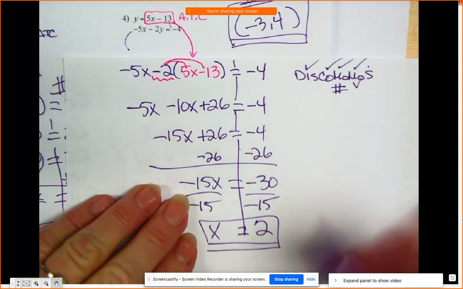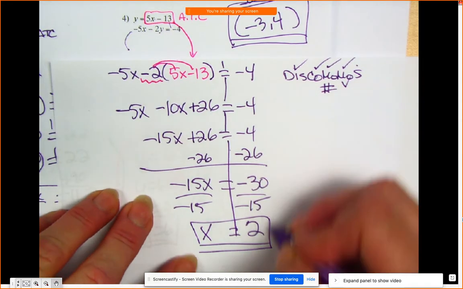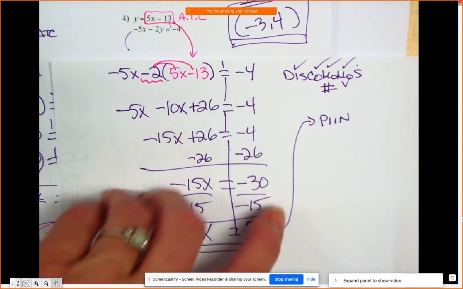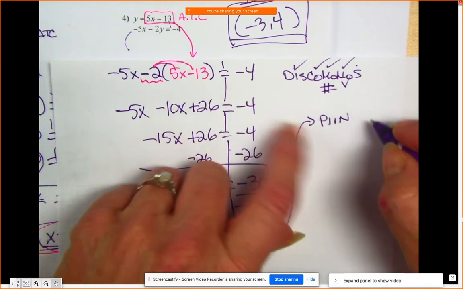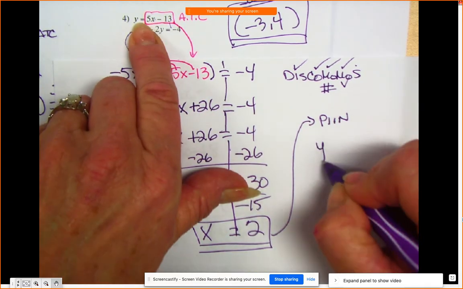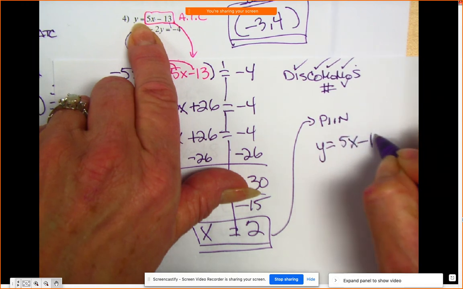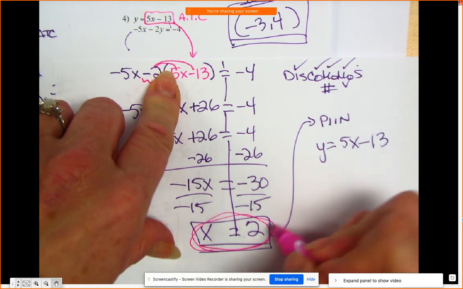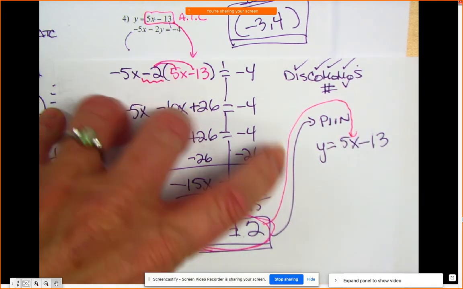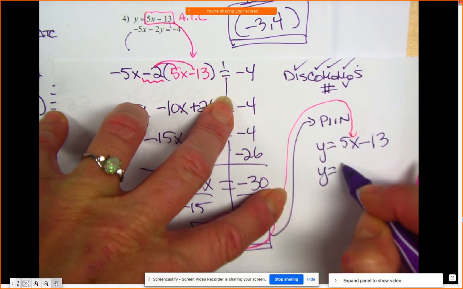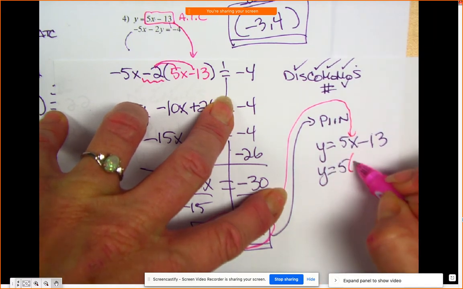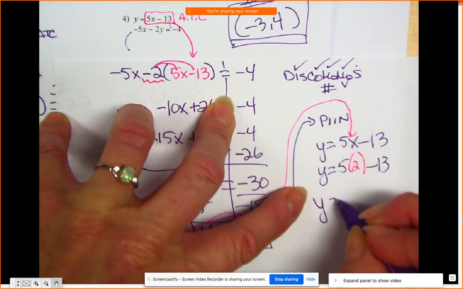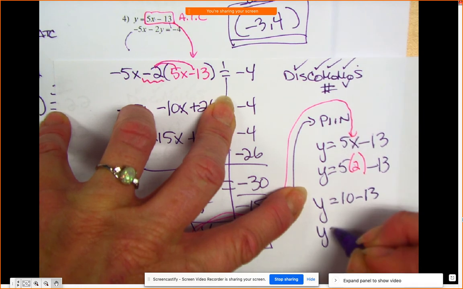Once you've solved for part of it, you now go to an original problem. And this is where I call it plug it in. That's what PINE stands for, plug it in to an original problem. I'm going to take y equals 5x minus 13. Instead of x, guess what I'm using? Well, we just solved for x. I'm going to plug that in right there. Rewrite y is equal to 5. Instead of x, I'm going to write 2, because that's what we found x to be, minus 13. y is equal to 10 minus 13, which is y is equal to negative 3.